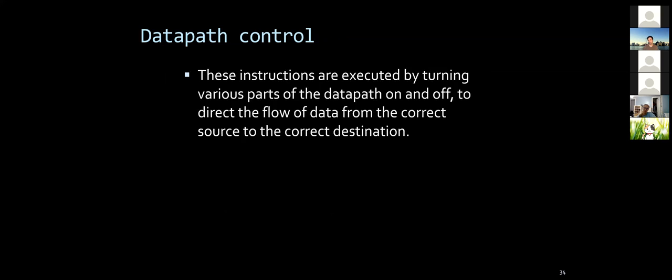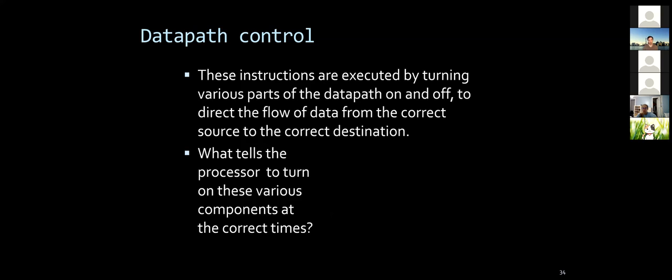So I showed you which data path we take, but I now need to show you a little bit more detail on how it's really done. The instructions we're going to deal with are executed by turning various parts of the data path on and off to direct the flow of data from the correct source to the correct destination. We got what needs to be done in the previous hour by showing the right path, but now we need to know how it's done at the transistor level, at the signal level, and how it can make a certain path happen.